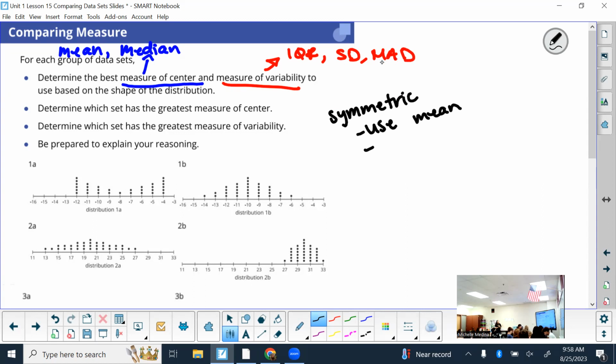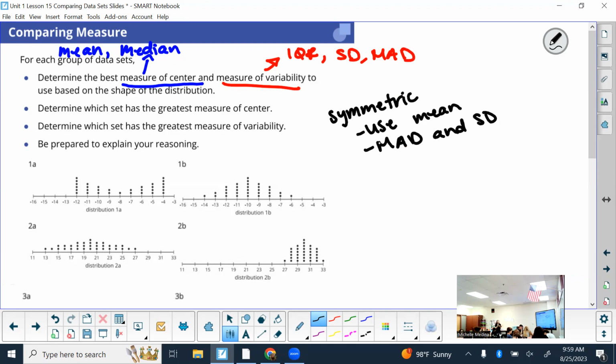If I have symmetric data and I use the mean, I would want to use what for variability? If I'm using the mean for the best measure of center, what's the best measure of variability? Anyone? Jasmine? The MAD? And then what is really similar to the MAD? Okay, good.